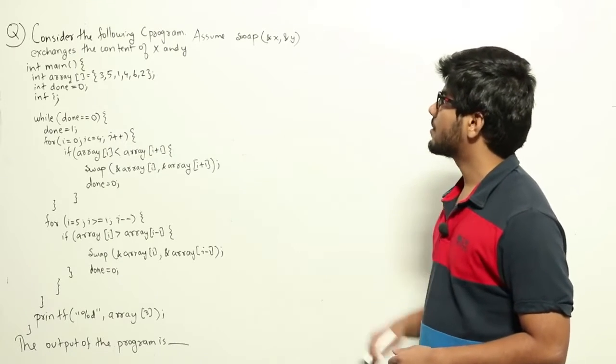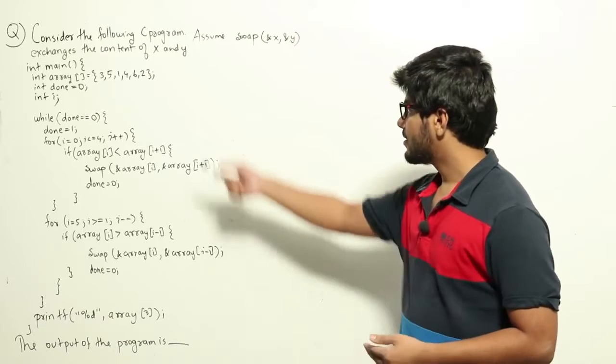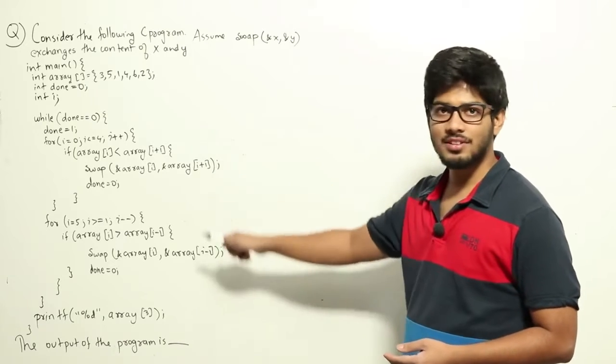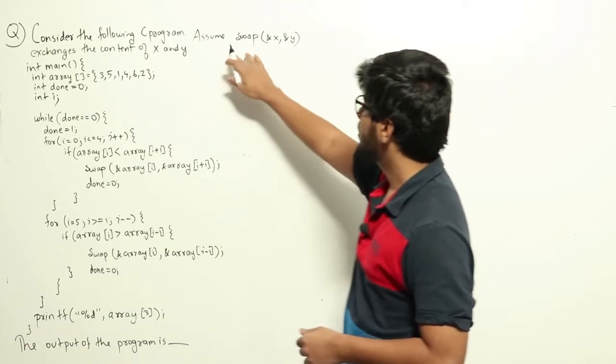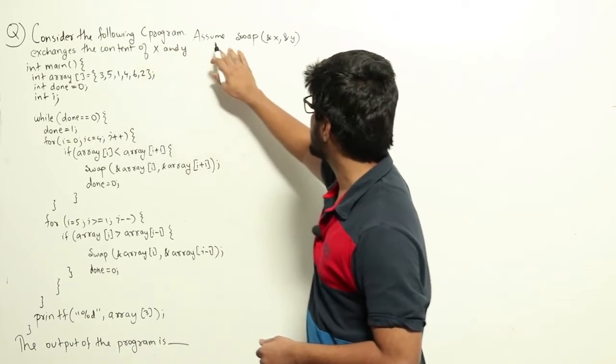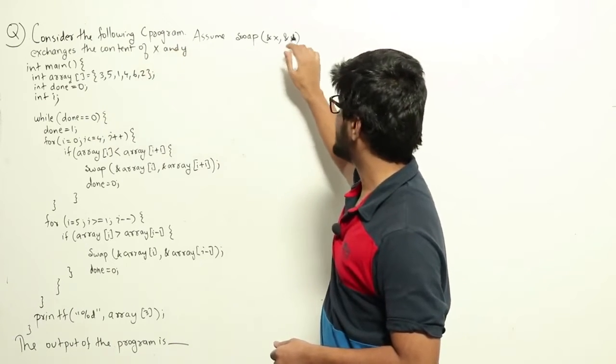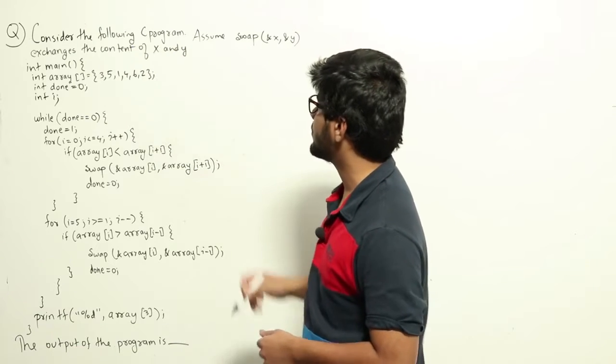So this is a question from the C programming section. The question was pretty large, so I have written it a bit small, so I will read it out if something is not visible for you. Consider the following C program. Assume swap(&x, &y) exchanges the contents of x and y.